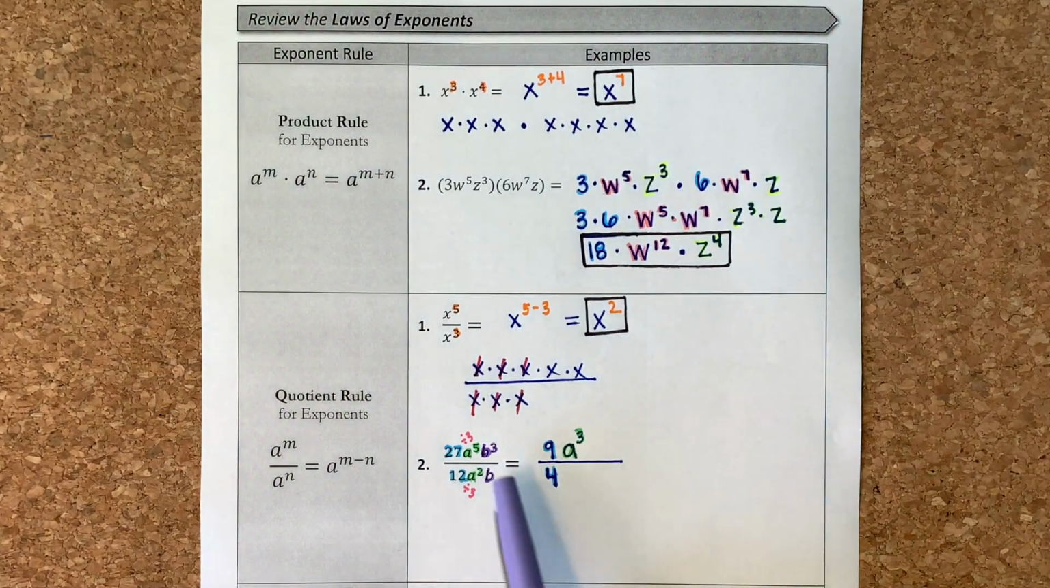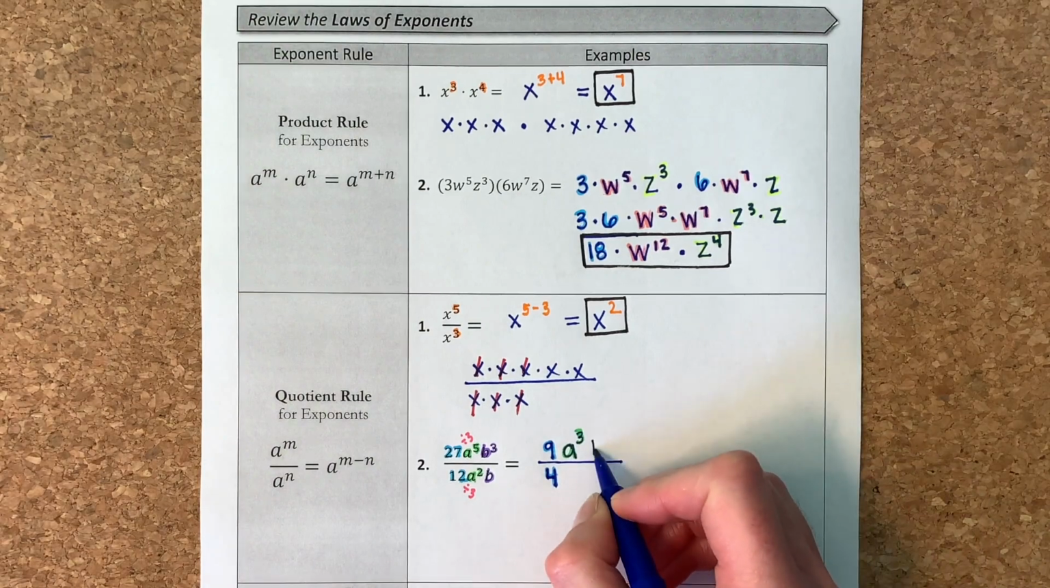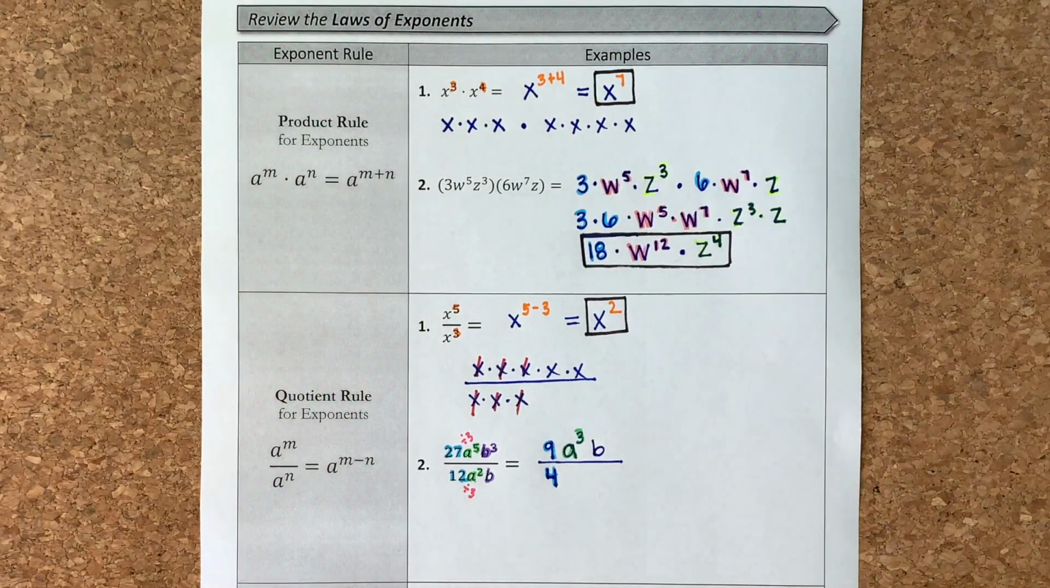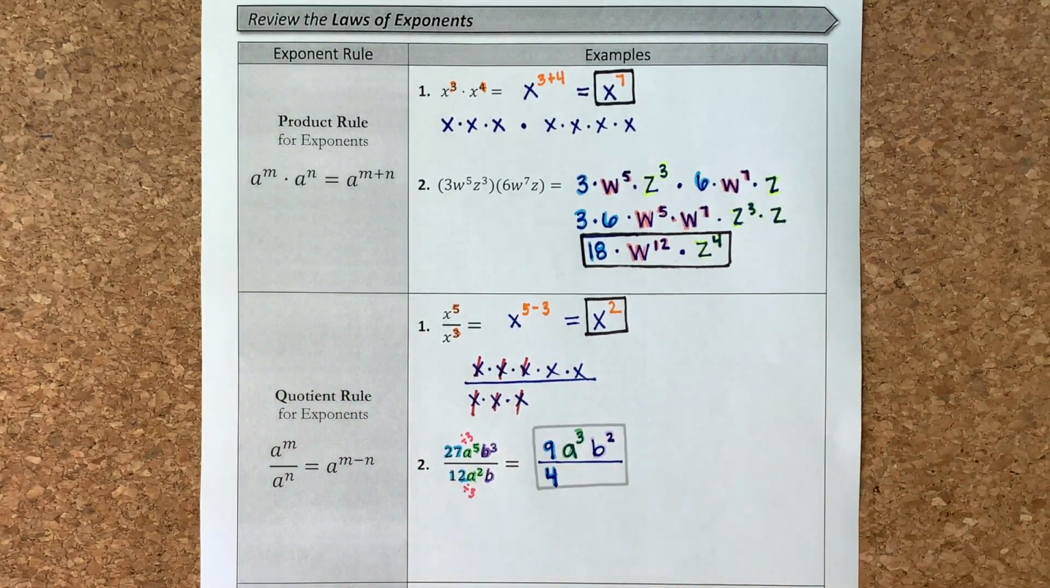Similarly, the b's are like quantities, so we're going to divide the b's. And when we divide two quantities with the same base, we use the quotient rule. We keep the base, which is b, and we subtract the exponent. So we're going to take 3 minus this exponent, which is a 1. 3 minus 1 gives us 2. So our final answer would look like this, or if we prefer, we could write our final answer like this.